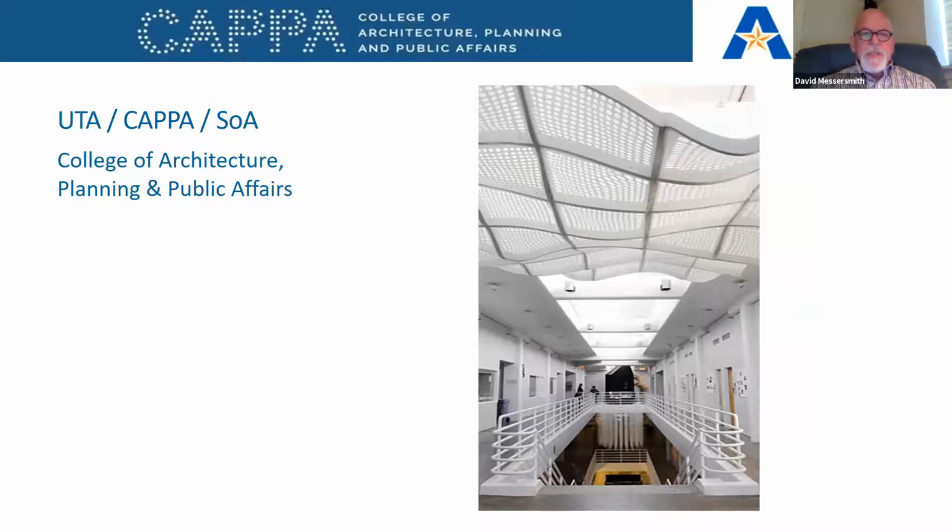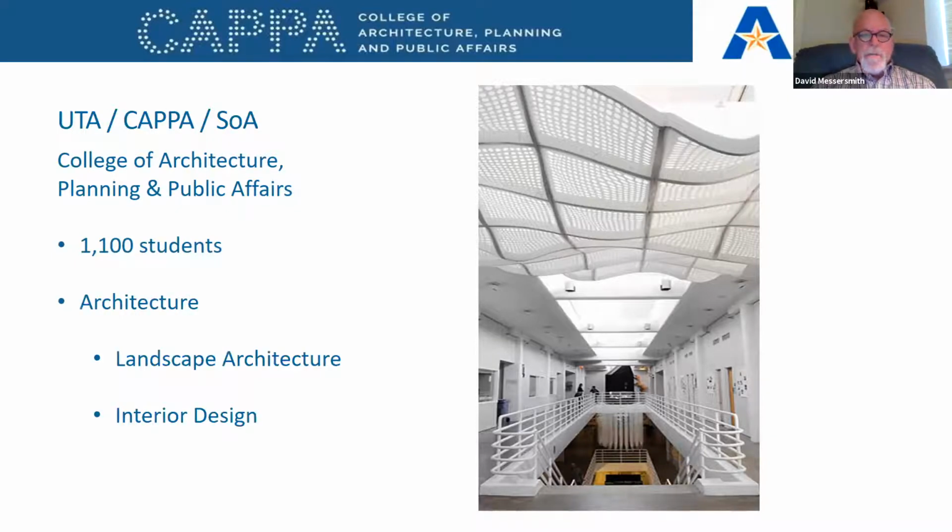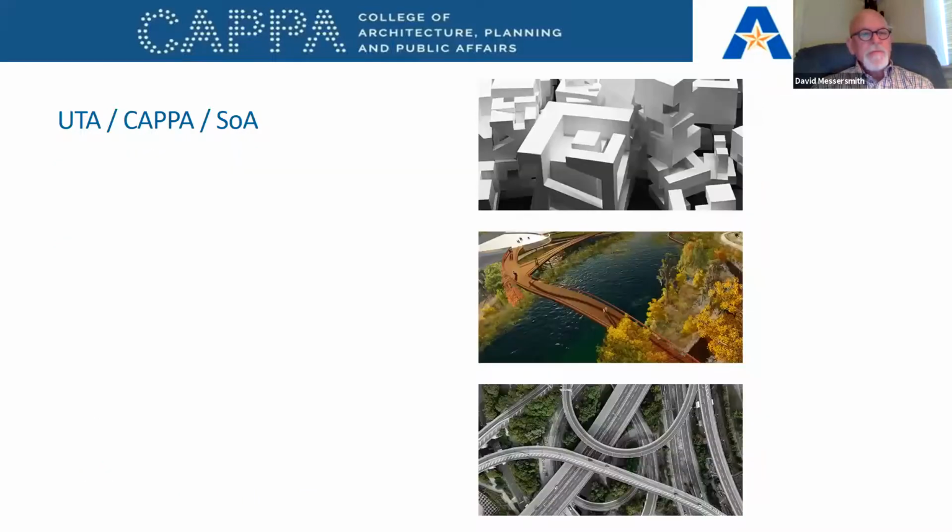Within the University of Texas at Arlington is this college that we call CAPA, the College of Architecture, Planning, and Public Affairs. There's about 1,100 students in that college, comprised of the schools of architecture, which includes landscape architecture and interior design. Several years ago, our architecture school merged with the schools of public affairs and planning, and thus that gave us the College of Architecture, Planning, and Public Affairs, thankfully reduced to an acronym we can say, CAPA, and we don't have to say College of Architecture, Planning, and Public Affairs 100 times a day.